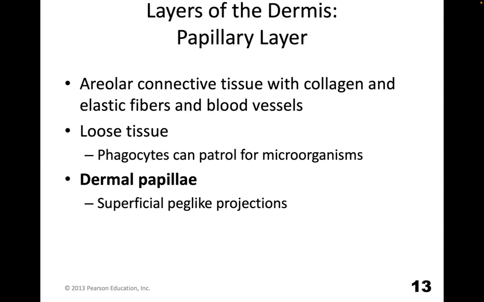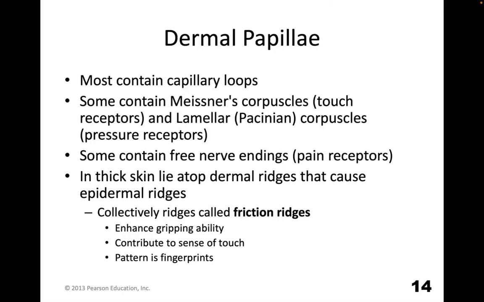Now, there are those dermal papillae that are the superficial peg-like projections that we saw. And they're important because in that area, they normally contain capillary loops, but you're also going to see that they contain those Meissner corpuscles, those touch receptors, and Pacinian corpuscles, which are the pressure receptors. And you're also going to see in that area that they will have some of the free nerve endings, those pain receptors.